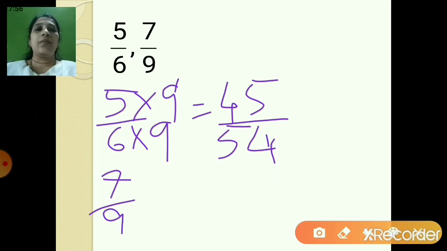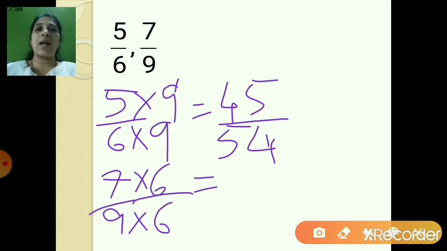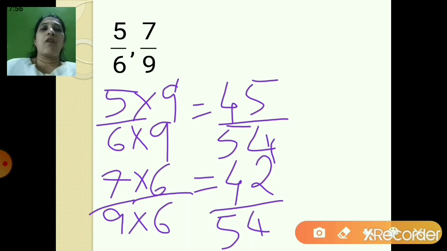Now again you can see the other denominator is 6. So we are interchanging it. So what I'll do? I will write 9 into 6 and 7 into 6. So 7 sixes are 42, and 9 sixes are 54. So you can see, children, we get 45 upon 54 and 42 upon 54.